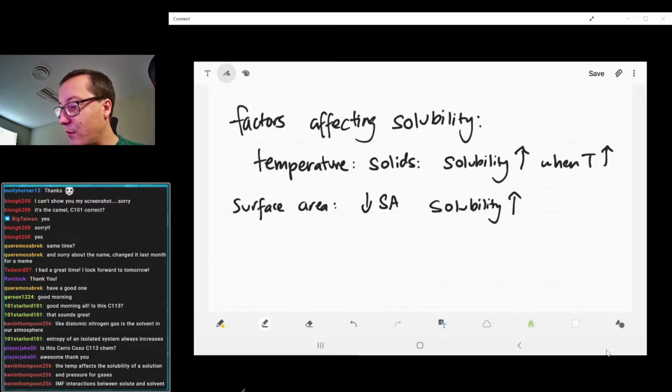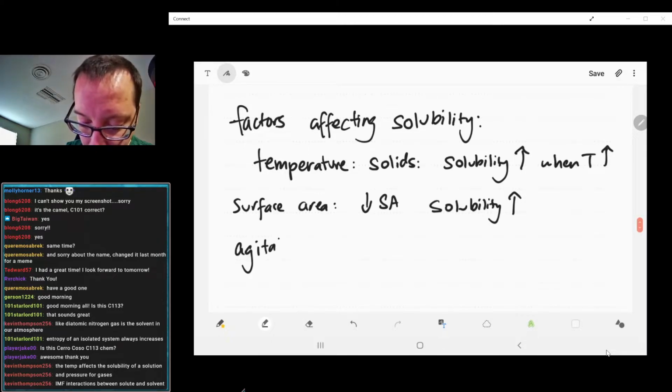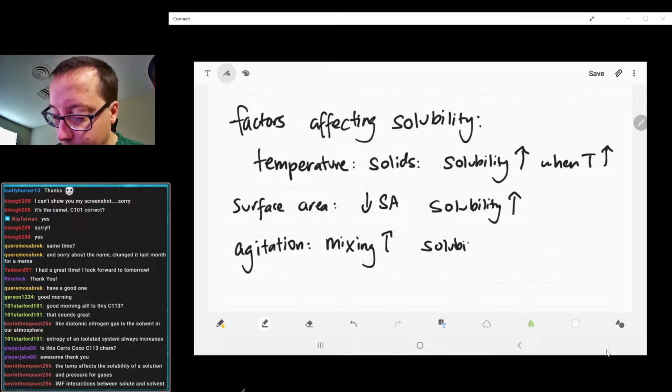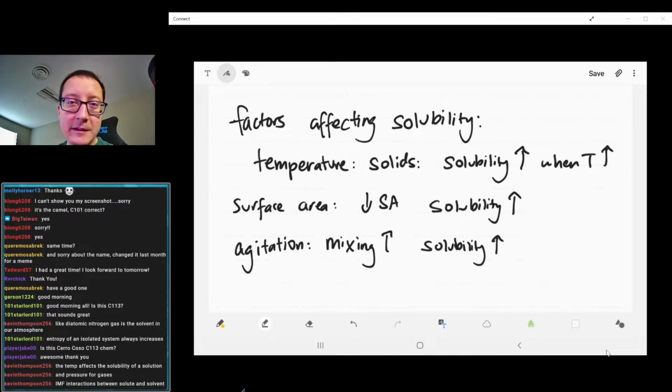What else do we have? For solids, at least. We'll talk about gases in a sec, Kevin, but just solids right here. Agitation is another one. If you mix your solution, the rate of solubility goes up. As you know, if you want your sugar to dissolve in your coffee, you better stir it. If you don't stir it, you're going to end up with a saturated area at the very bottom, and your very last sip is going to be disgustingly sweet.